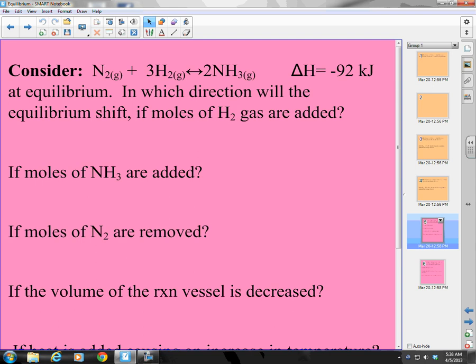So let us take a look at this. Consider nitrogen gas plus three hydrogen gases in equilibrium with two ammonia gases. The delta H equals a negative 92 kilojoules, and we're going to assume this is at equilibrium. Okay, and we know something about equilibrium, and now the question is, in which direction will the equilibrium shift if moles of hydrogen gas are added?